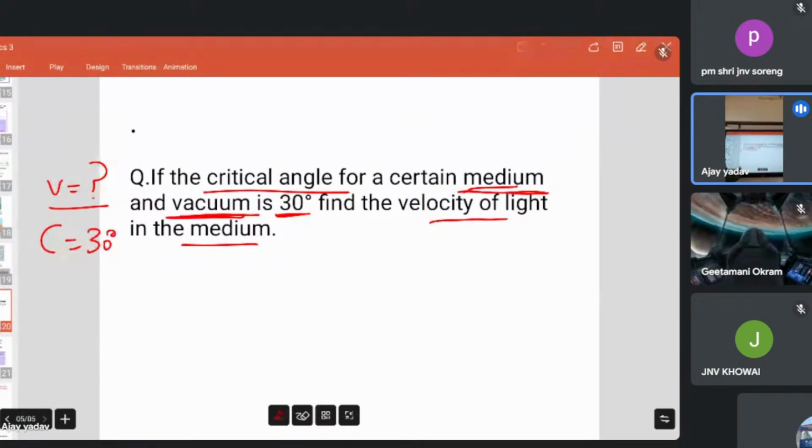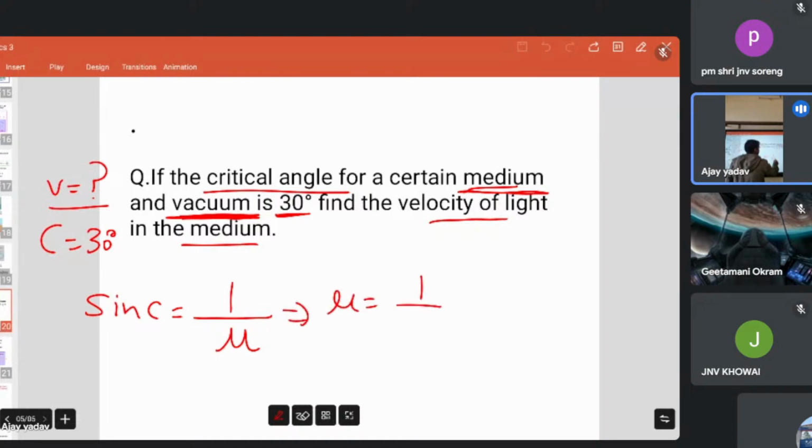So we'll apply the formula of critical angle. What is the formula? Sin C equals, in the numerator, the refractive index of the rarer medium. And what is the rarer medium? It is vacuum, so the refractive index of vacuum we can take as 1, upon the refractive index of the denser medium in the denominator. For the denser medium, the refractive index is considered mu. So sin C equals 1 by mu, and from here mu equals 1 by sin C.